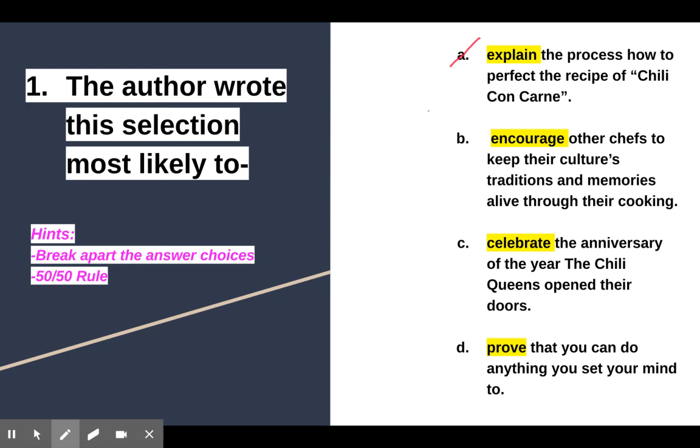The other answer choice I'm going to take off is answer choice C. Nowhere in the article does it talk about celebrations, and nowhere does it talk about an anniversary. So now your job is to decide between answer choice B and answer choice D. You're going to do the same method when you do these on your own. I want you to make sure to understand what is being asked, highlight the verbiage, break apart the answer choices, and use the 50-50 rule. Good luck.